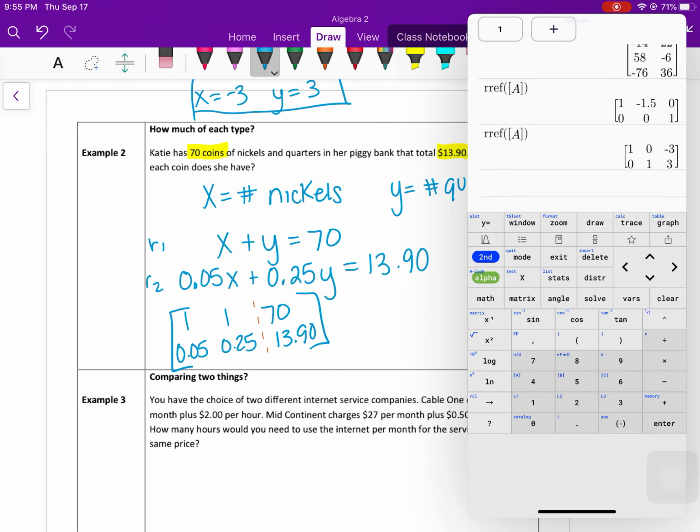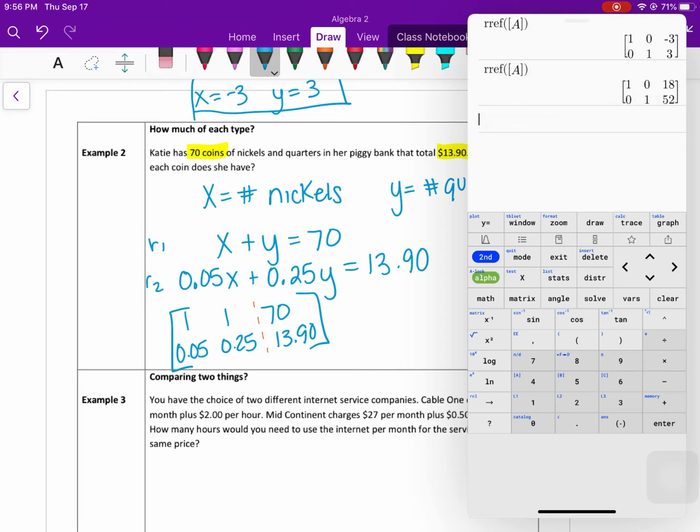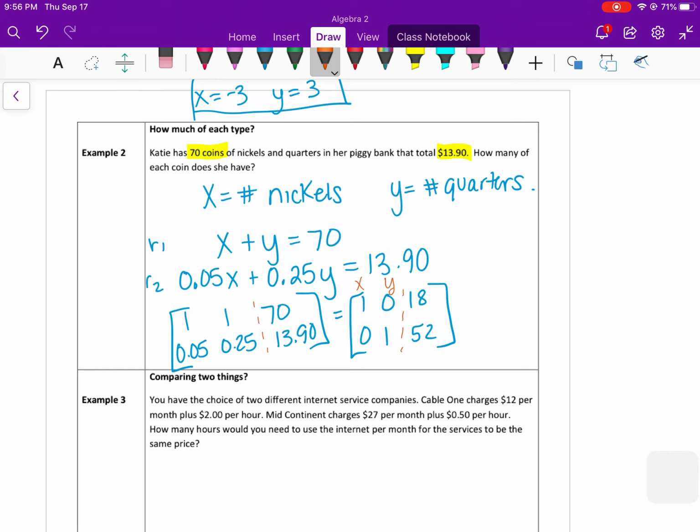Okay. Go back to the home screen. We'd have matrix, math, number 9, and then matrix, enter for A. And I would get the augmented solved matrix. So it's like having the equal sign here. This was my x column, this was my y column. So that means that 1x equals 18, and then 1y equals 52. So that means that I had 18 nickels and 52 quarters.